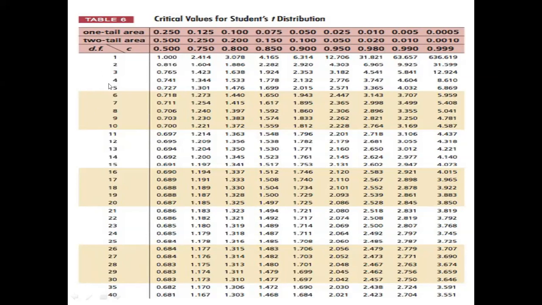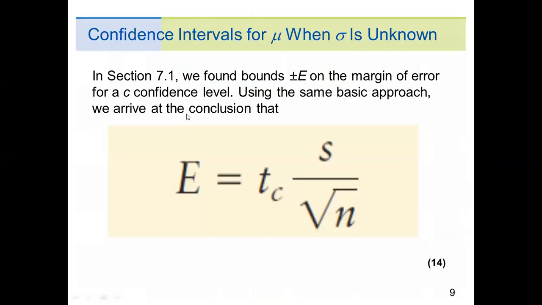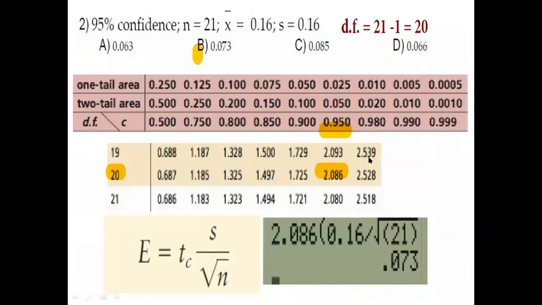But remember, this column here, as we match these things up, degrees of freedom with the confidence level, these are not n values. These are n-1s, degrees of freedom. And once again, we start out the same way we started out in 7.1. Let's just calculate the error. The error is the t-score times s divided by the square root of n.